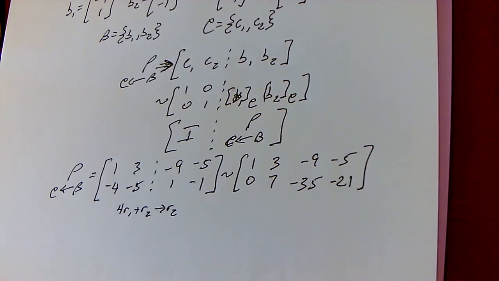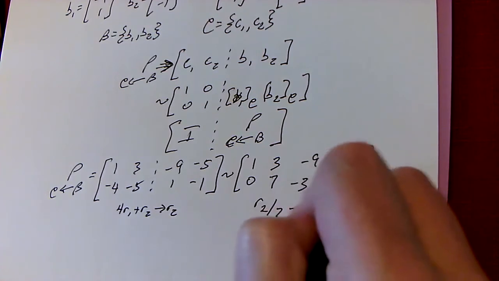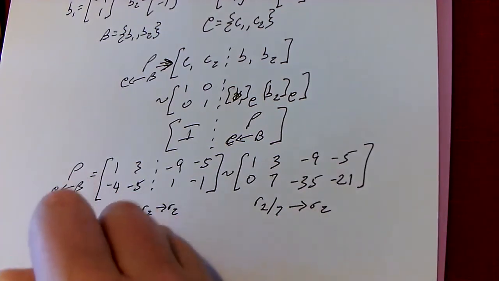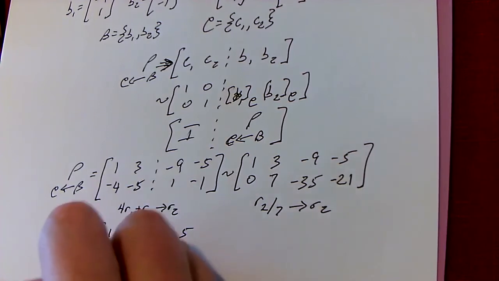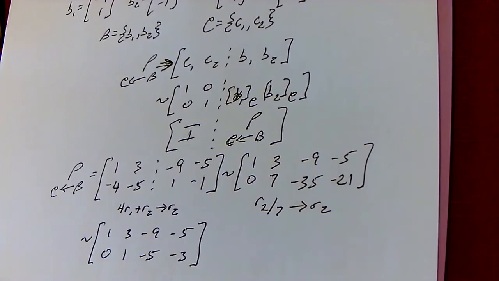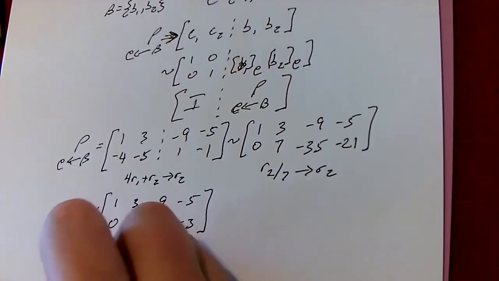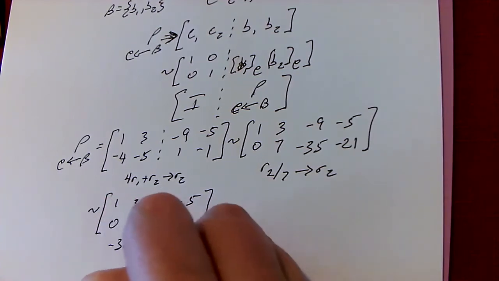Now I can easily scale row 2, so I'm going to take row 2 and divide it by 7, and that's going to replace row 2. So row 1 is unchanged. Row 2 now is 0, 1, -5, -3. My new pivot here is 1. I want to get 0 above it. So I need -3 row 2 plus row 1 to replace row 1.